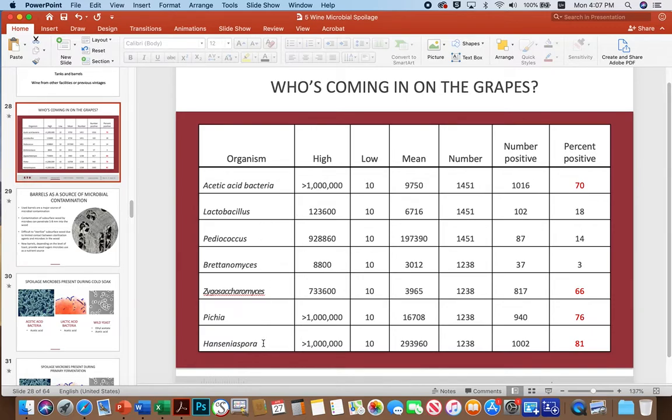Zygosaccharomyces and Pichia and Hanseniaspora. So all these guys are definitely coming in on the grapes to a varying degree. And as you can see over here in the far right column, the percent positive. So they're basically always there to some degree.